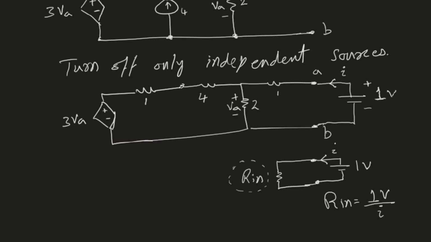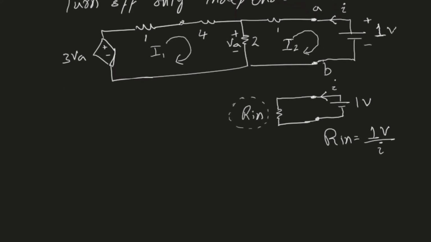Now the objective is to calculate the current I. This is the current I that we need to calculate so that we can calculate Rin. To do so, I can either use nodal analysis or I can use mesh analysis. In this case, I will use mesh analysis, and I will assume that I have two meshes. The current in mesh 1 is I1, and the current in mesh 2 is I2. We have discussed mesh analysis in a previous video, so if you have not seen that yet, I would recommend watching that video. Now let's apply KVL to mesh 1.